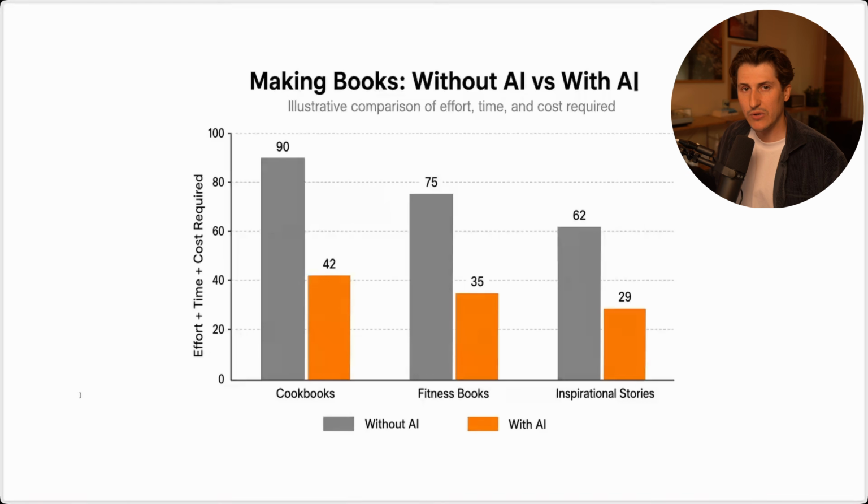Now looking at a bigger scope of publishing, when we used to create books, in terms of the time, the effort, and the cost, it was a lot harder than it is now with AI. As you can see, without AI, it's a lot more effort, and these are just arbitrary numbers to represent this example. But now with AI, we can create these same types of books a lot faster, a lot cheaper, a lot higher quality, and it's just way easier.